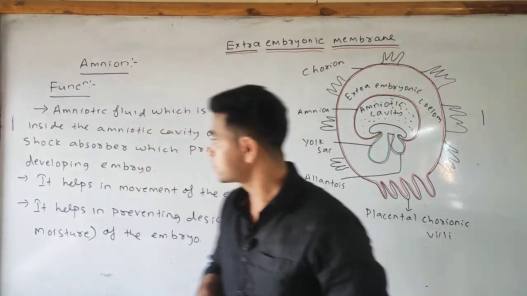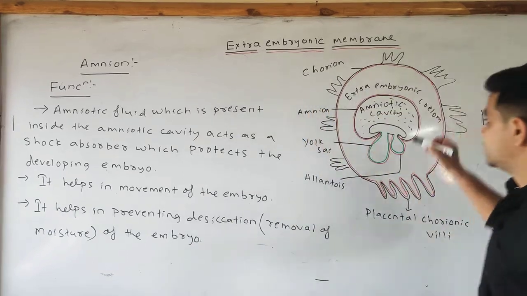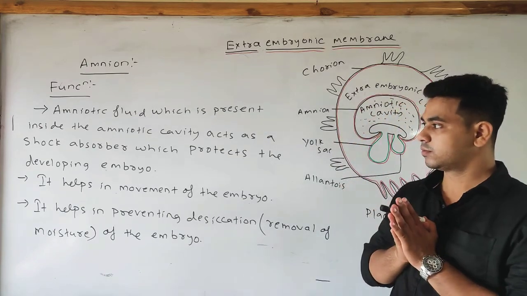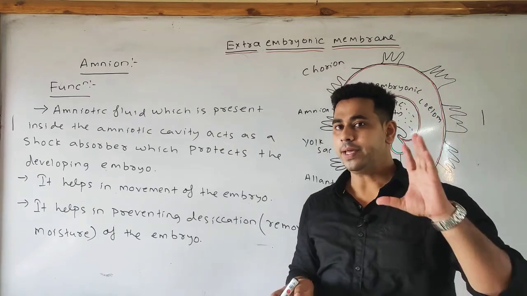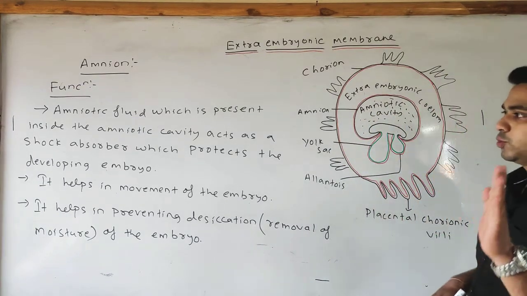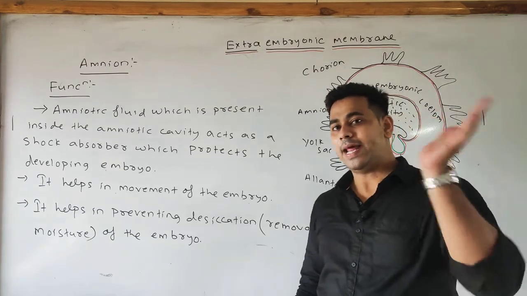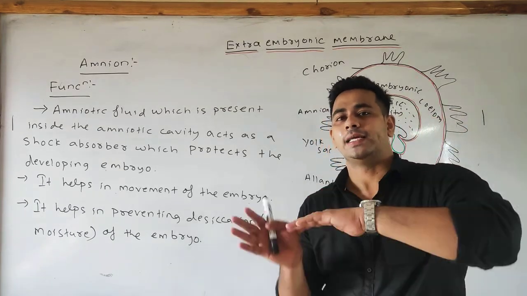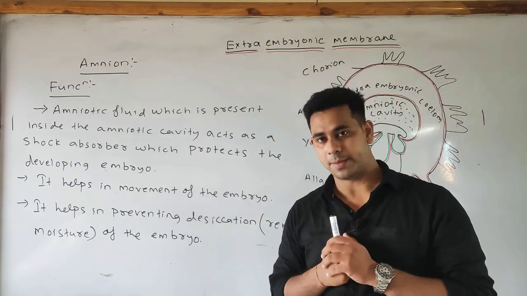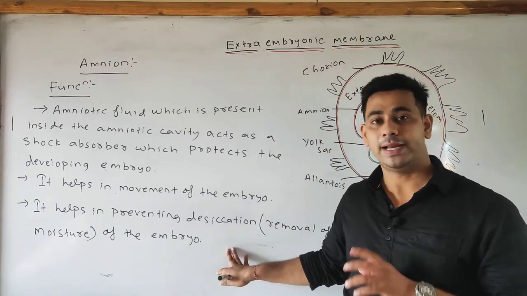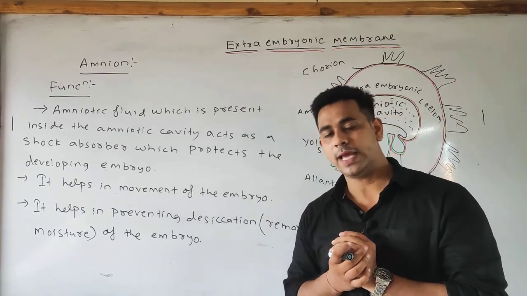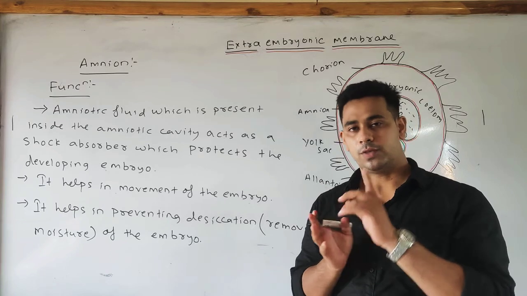First function, amniotic fluid that is present inside the amniotic cavity acts as a shock absorber, which protects the developing embryo. It is the main function of the amniotic fluid to protect the developing embryo, or we can say it acts as a cushion. Second point, it helps in the movement of the embryo, and the last point, it helps in preventing desiccation, which means it prevents the removal of moisture, or we can say it helps in maintaining the moisture of the embryo.